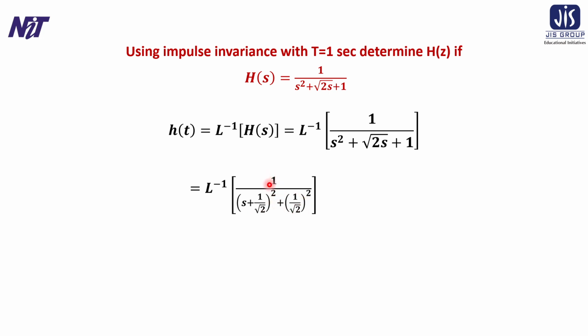Now the numerator is 1 and in the denominator, with s, the added term is 1 by root 2. So this term is 1 by root 2, so I multiplied by root 2 and divided by root 2. So this equation becomes the Laplace inverse of root 2 into 1 by root 2 whole divided by s plus 1 by root 2 whole square plus 1 by root 2 whole square.